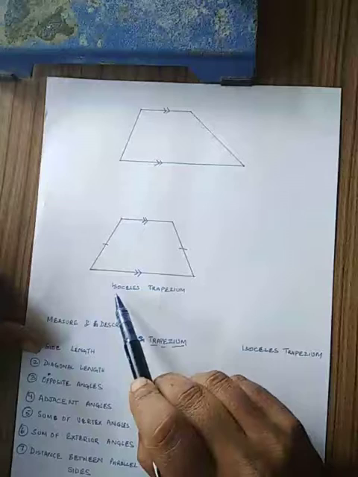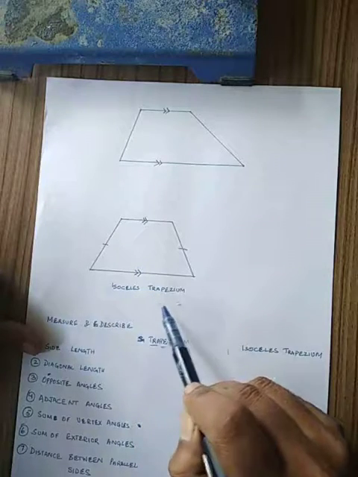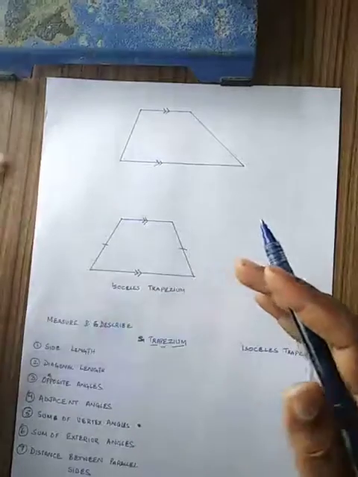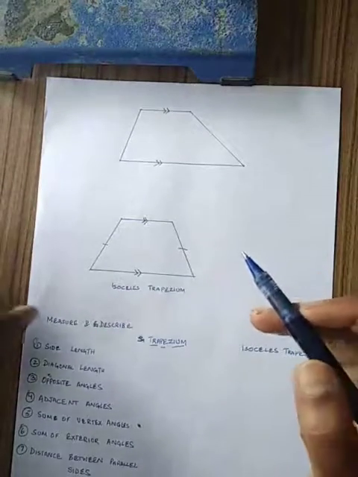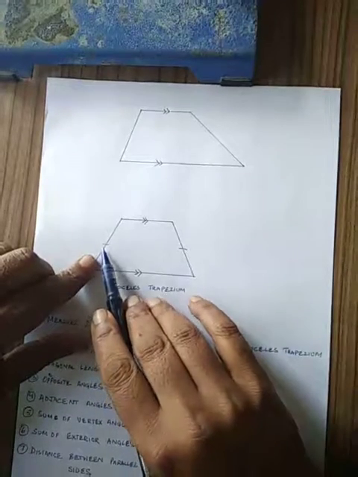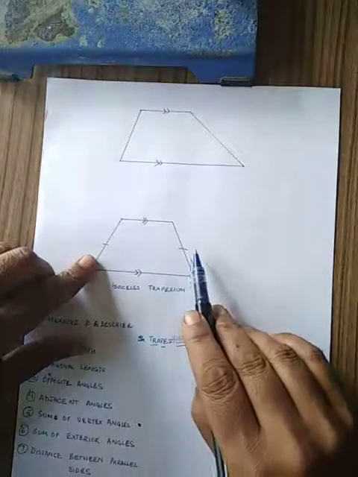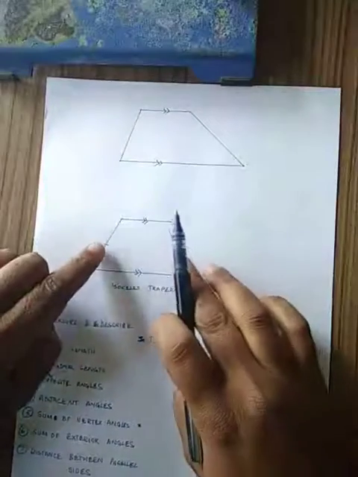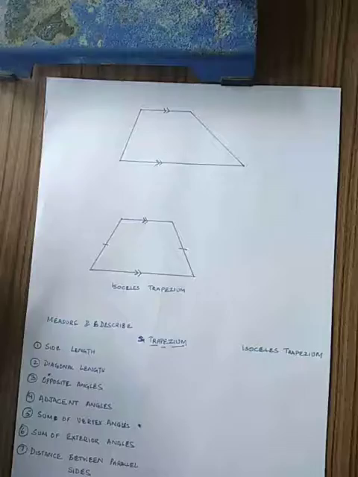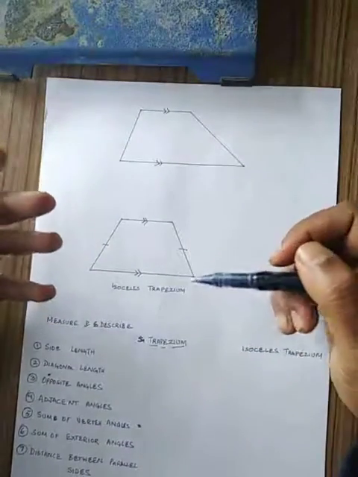Remember, this is called an isosceles trapezium. You have seen an isosceles triangle in which two of the sides are equal. Well, in an isosceles trapezium, these two sides are equal. And you can see here that we have put these dashes to denote that these two sides are equal in length. So these are two examples of a trapezium.